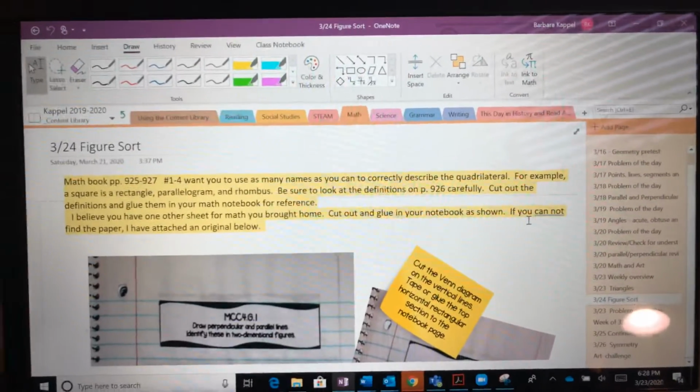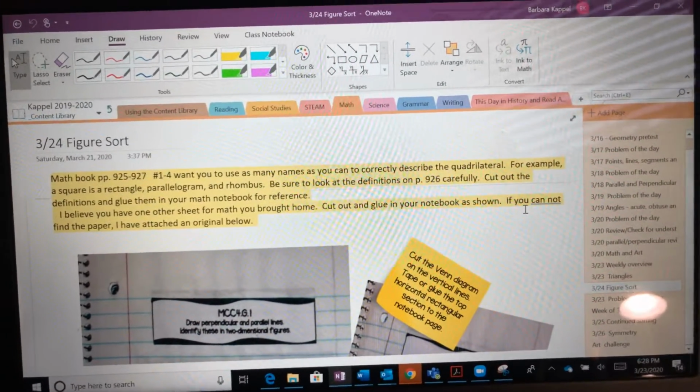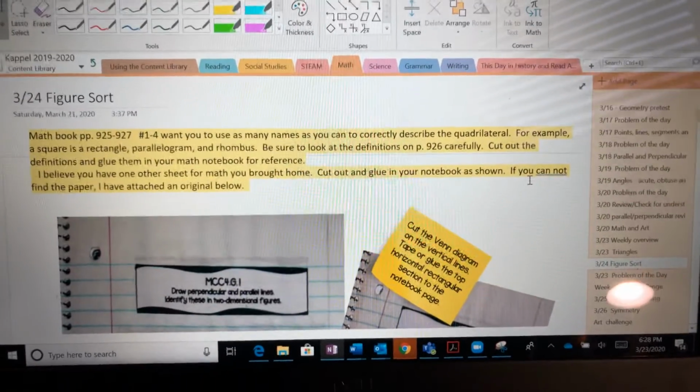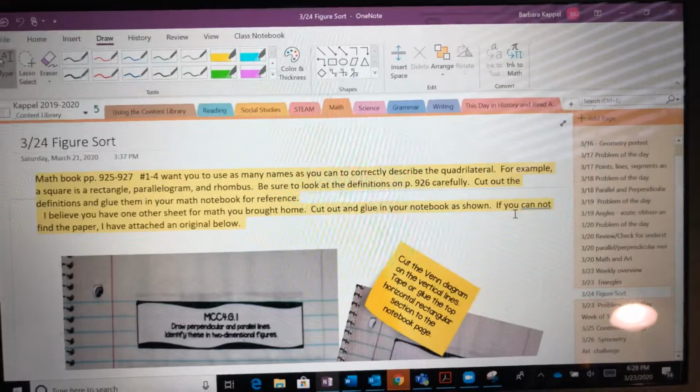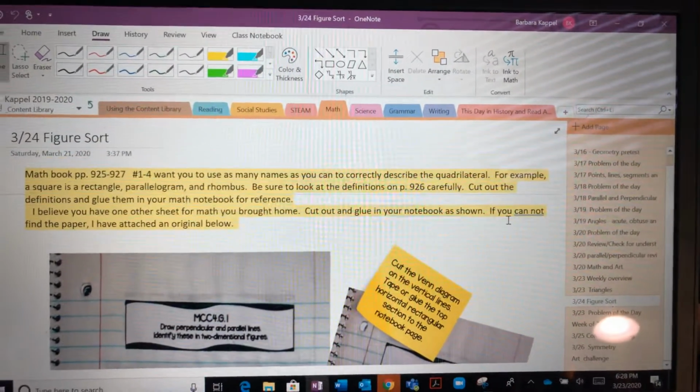Okay, so yesterday you worked on sorting triangles according to their angles. If they had a right angle, they were a right triangle. If they had an obtuse angle, they were an obtuse triangle. And if all three angles were acute, then they were acute triangles.